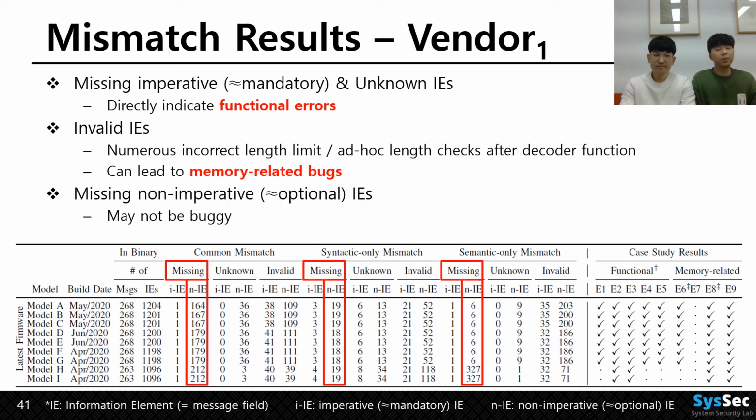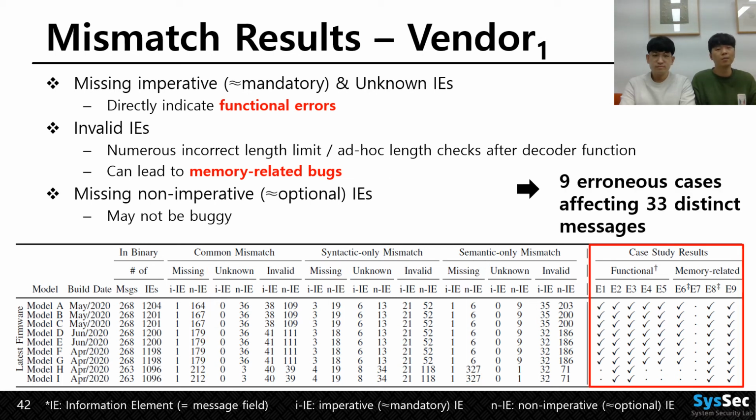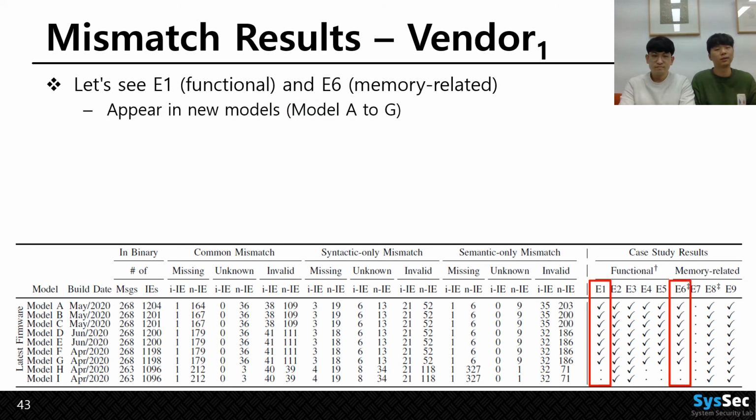Lastly, missing mismatches of optional IEs may not be buggy, because they are literally optional, and developers may not implement them. To sum up, from vendor 1, we found 9 error cases affecting 33 distinct layer 3 messages. As a case study, let's see details of one functional error case and one memory-related vulnerability.